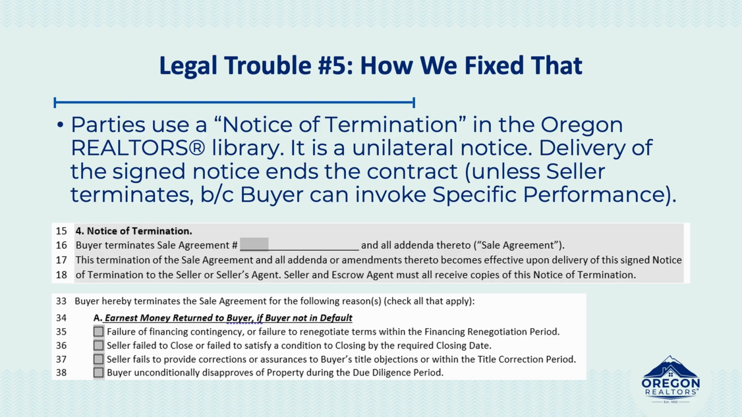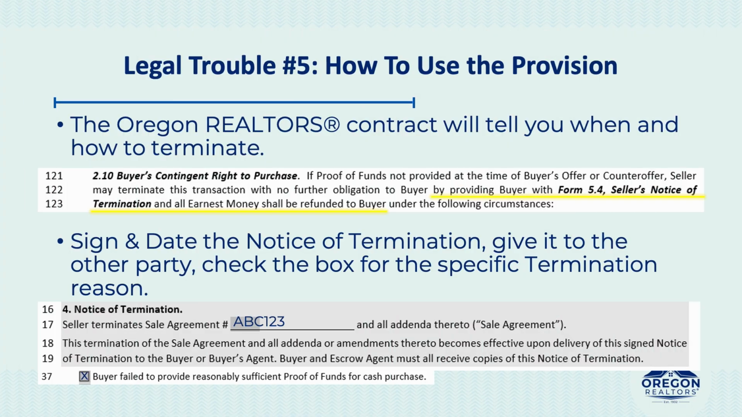There's one exception to this, which is where a seller is terminating. A buyer can theoretically pursue what's called specific performance, but that essentially just operates as a buyer's right to undo a termination through court order. For all intents and purposes, when a party sends a notice of termination, the contract is done. The Oregon Realtors contracts will tell you when and how you are allowed to terminate.